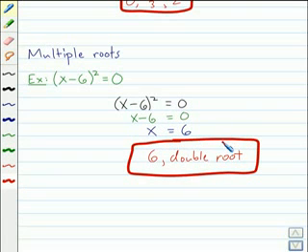And that wraps up this lesson on solving quadratic equations with factoring. Great job, and good luck on the rest of your homework.